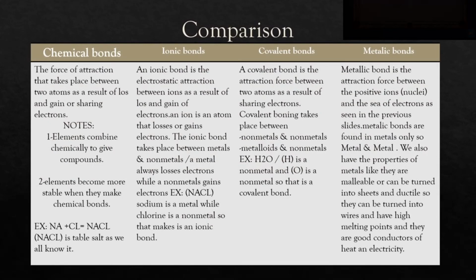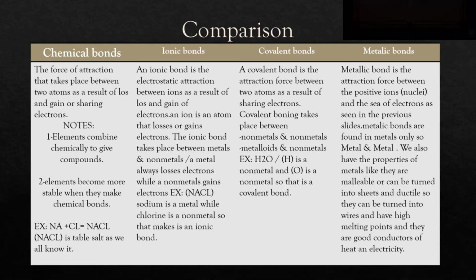First, chemical bonds. Chemical bonds is the force of attraction that takes place between two atoms as a result of loss and gain or sharing electrons. Some notes: elements combine chemically to give compounds. Chemically, make sure that's chemically, not physically. Second note: elements become more stable when they make chemical bonds. Here we can say that elements become more stable when they have 8 valence level, so they are like the noble gases. Example, NaCl. NaCl is table salt as we all know, or we can say its chemical name is sodium chloride.